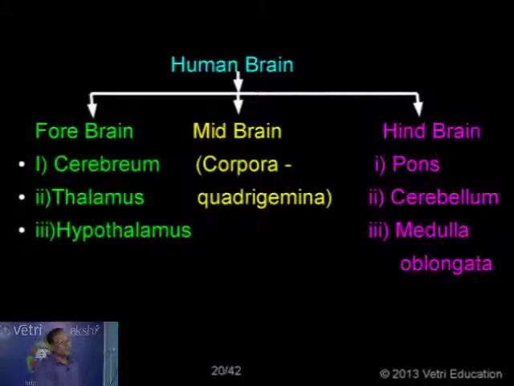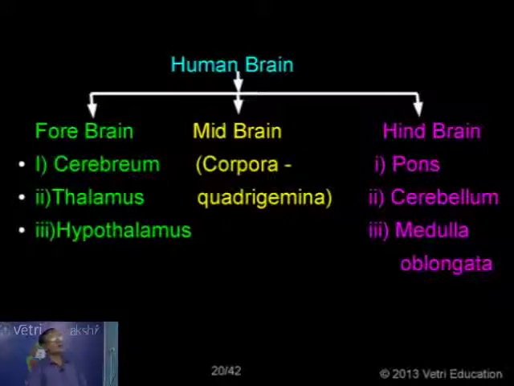Now, what are the components of the human brain? As a general rule, we can divide the brain into three components: forebrain, midbrain, and hindbrain. Technically, the forebrain is called prosencephalon. Then we have the midbrain, the mesencephalon. The hindbrain is the rhombencephalon. It is again divided into metencephalon and myelencephalon. Generally, prosencephalon, mesencephalon, and rhombencephalon. The word cephalon refers to head.